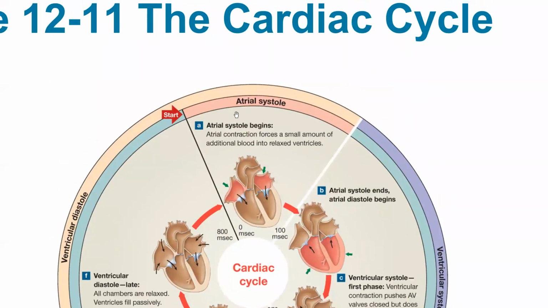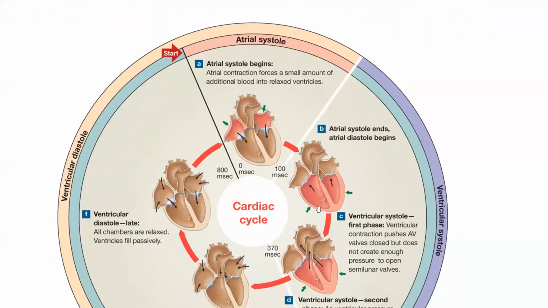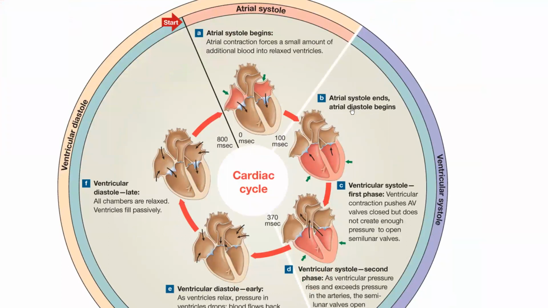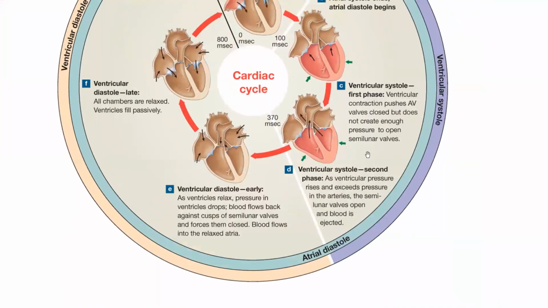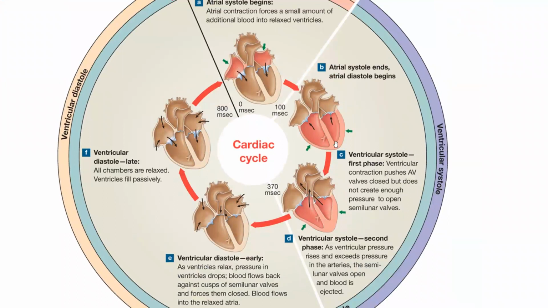Okay, so again, I'm going to zoom in on this a little bit. So start of the cardiac cycle, atrial systole. So blood is here in the atria. The atria contract and they push blood down into both ventricles. And then atrial systole ends and atrial diastole begins. So the atria can relax. At that point, you can see that the blood has filled up both ventricles.